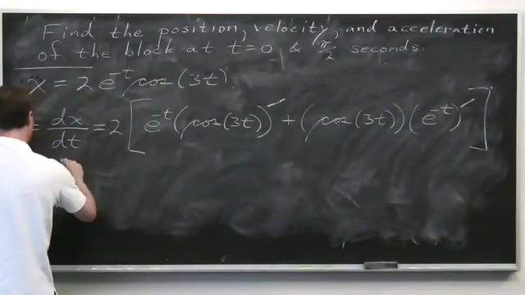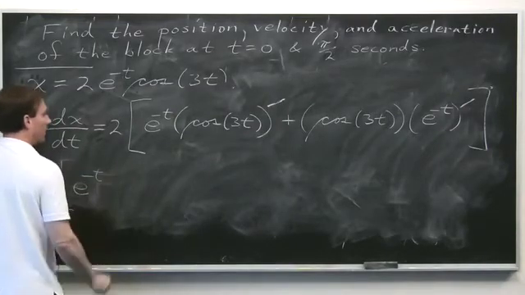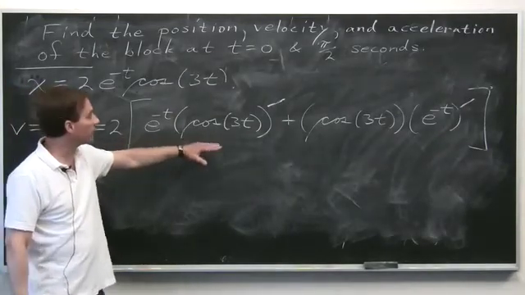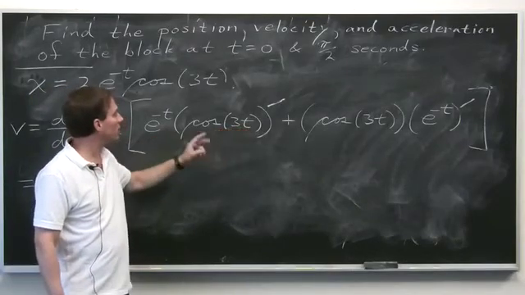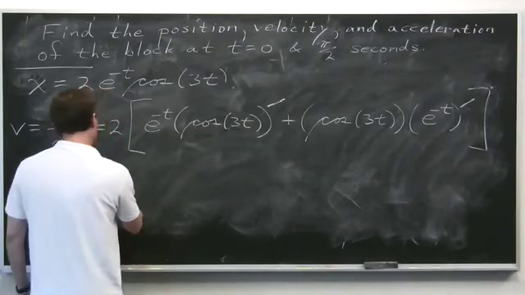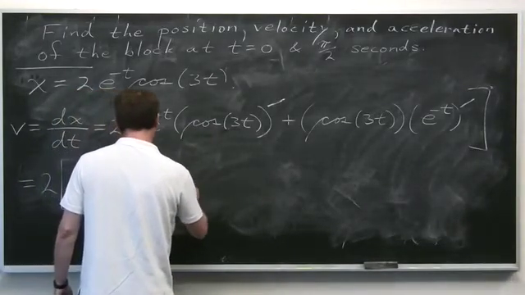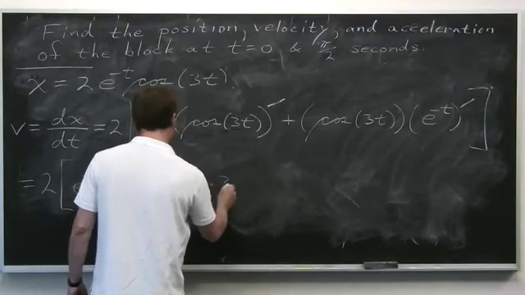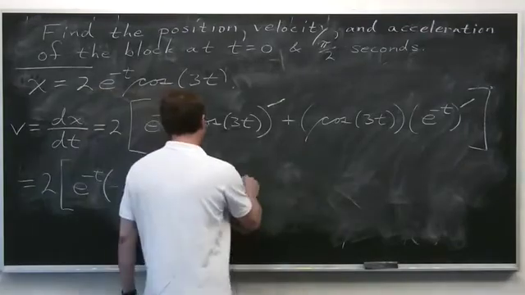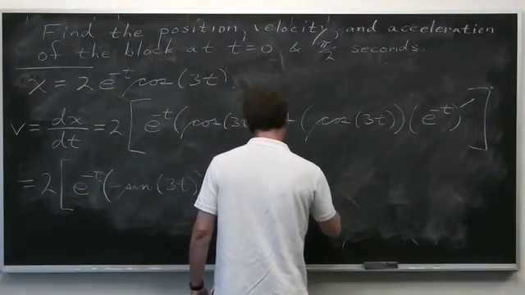Yuck. But, oh well. You get e to the minus t, and then you have to differentiate this like we did a minute ago. This requires the chain rule. So you take the derivative of the outside function, cosine, you get minus sine, you leave the inside stuff the way it was. But then by the chain rule, you have to multiply times the derivative of 3t. That gives us a 3. Plus, you get this cosine of 3t.